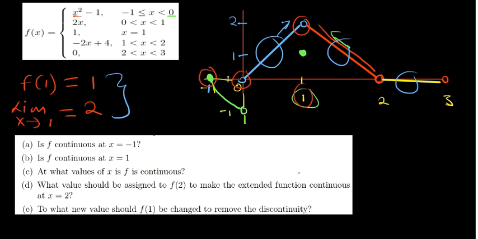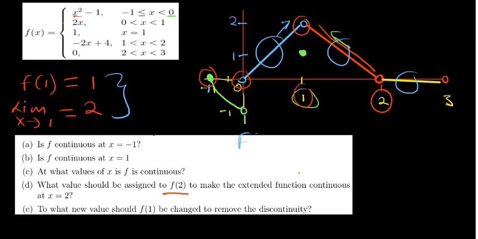We are now on the second from the last question, which is D. What values should be assigned to f of 2 to make the extended function continuous at x equal to 2? So x is equal to 2 is this part. Okay, so what can we say about x equal to 2?